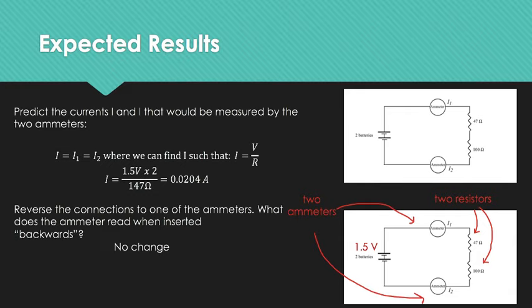Then the question asked to reverse the connection of one of the two ammeters, and what does the ammeter read when it was inserted backwards? I stated that there was no change.